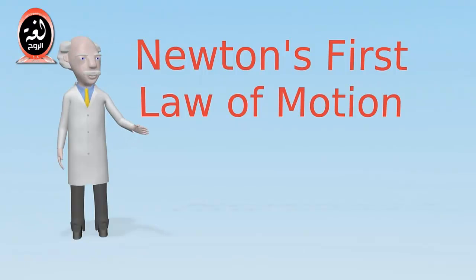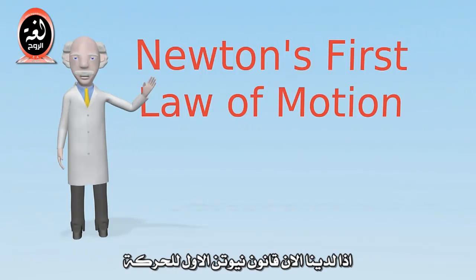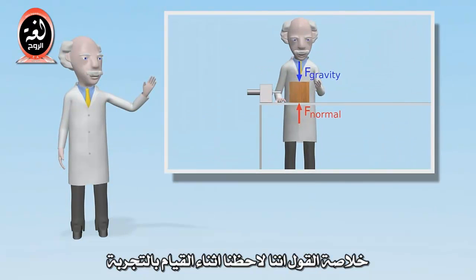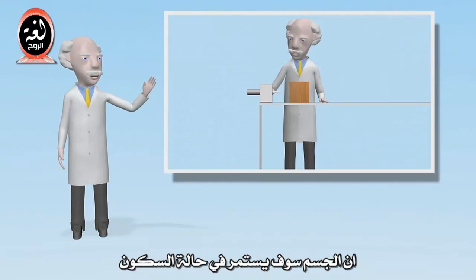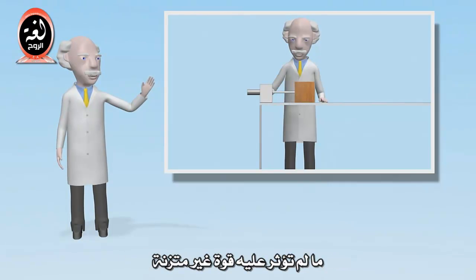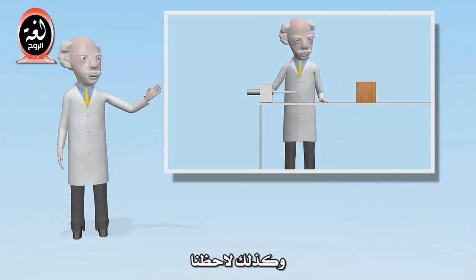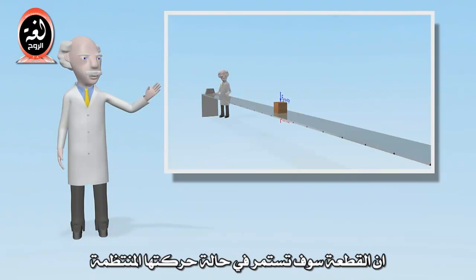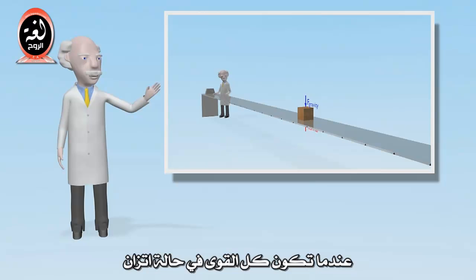So there we have Newton's first law of motion. In summary, we observed during our experiment that an object will continue in its state of rest unless acted upon by an unbalanced force, and we also observed that it will continue in its state of uniform motion in a straight line when all forces are in balance.